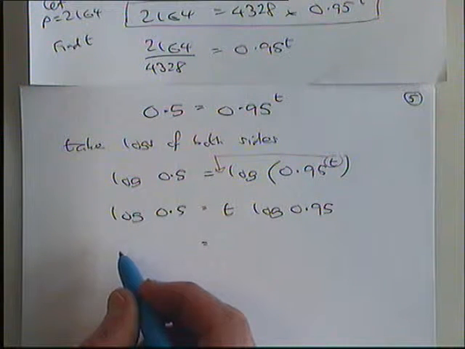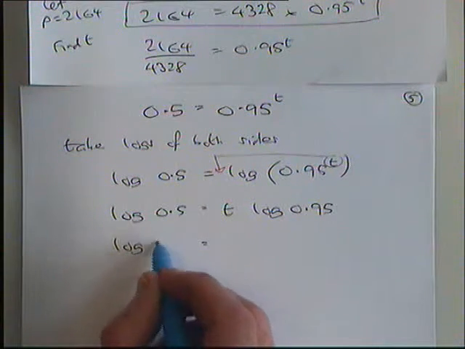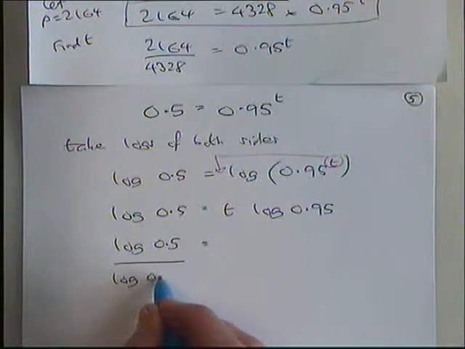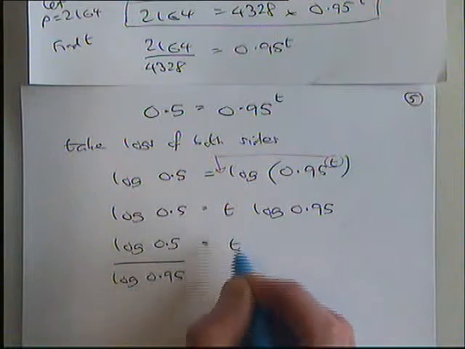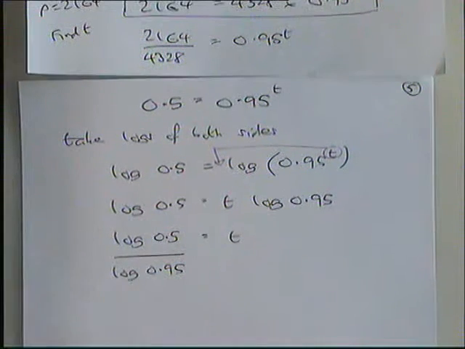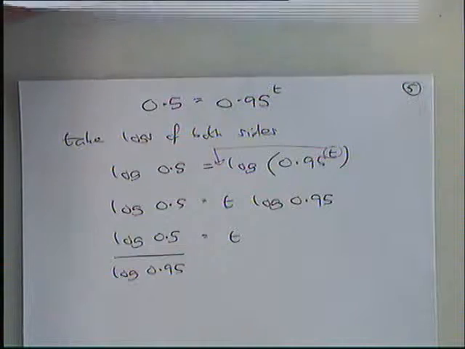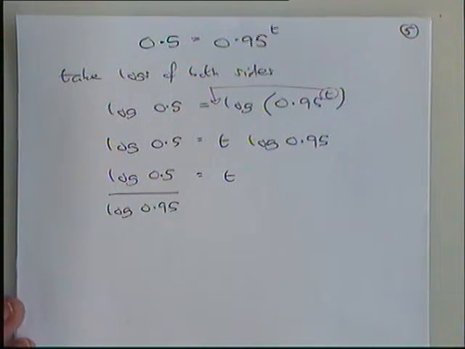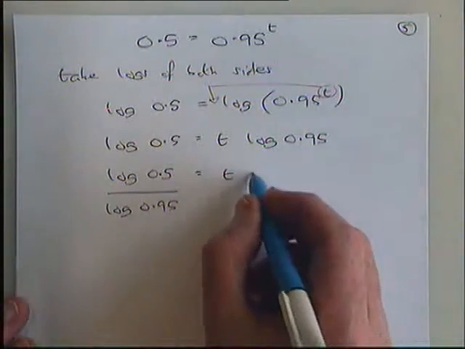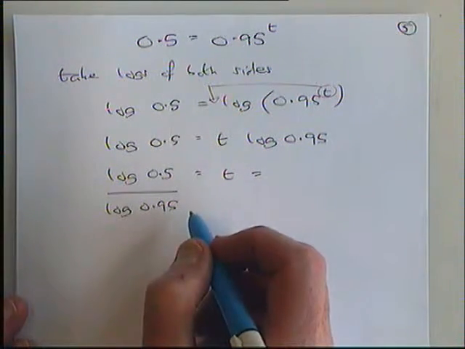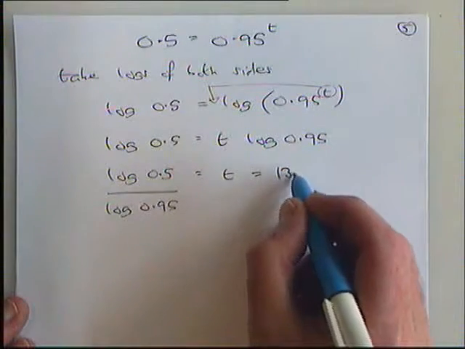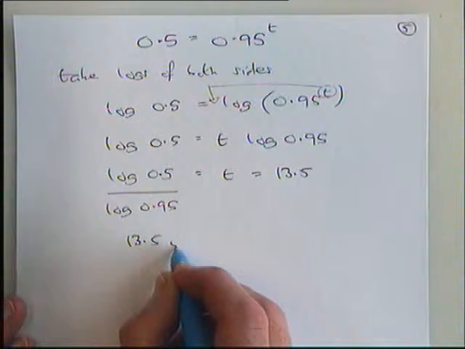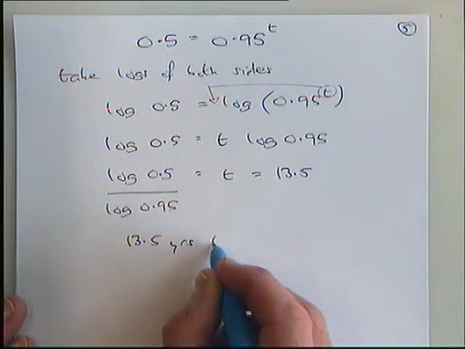Go on, one of you. Log 0.5 divided by log 0.95. Yes, that's right. If I work that out, which you can just type in your calculators, you will get the time period we're after, how many years' time it will be when the population of the island is halved. Has anybody got that? 13.5. Yeah, 13.5. So in other words, in 13.5 years, the population will have halved.